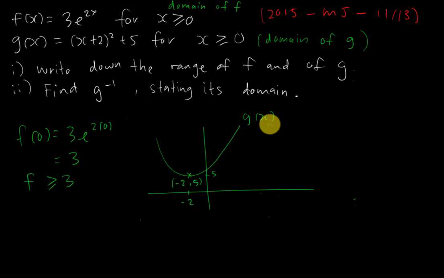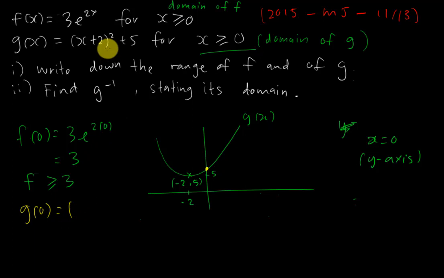But the question says x is bigger or equals to 0. When x equals 0, we know this actually means the y-axis, isn't it? I need to know what this value is first. So I will substitute the 0 into g, like just now. So this is 0 plus 2, which is 2 squared, plus 5. So this is 9. So definitely this value here is 9. So my graph should be from 9 go until infinity.